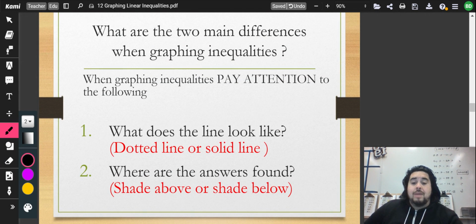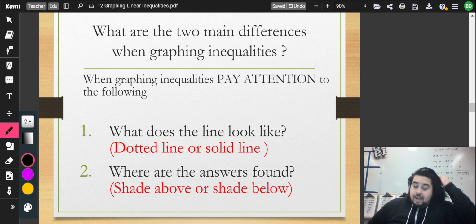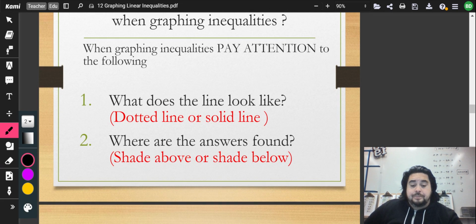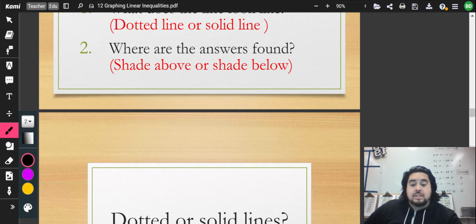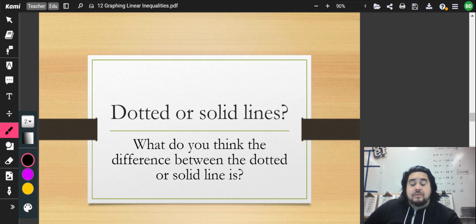So the two main differences are: what does the line look like when you actually graph the linear inequality? Is it going to be a dotted line, or are there times where we have a solid line? And the second thing is, where do I shade? Am I going to shade on top of the line or below the line? Okay, so let's talk first about our dotted or solid line. There are a couple of different ways that you can recognize a dotted or solid line.